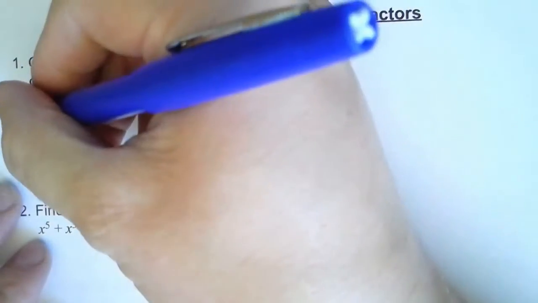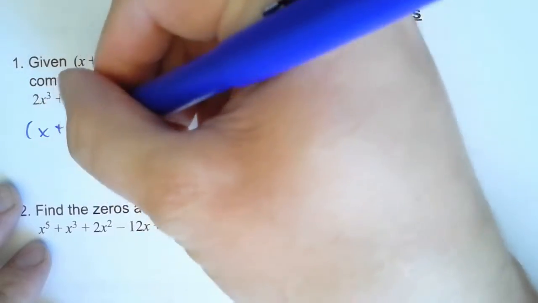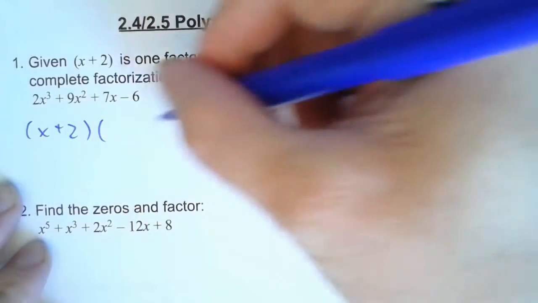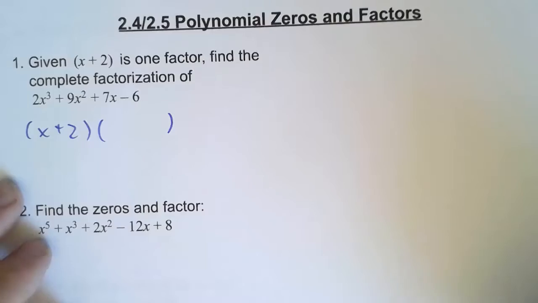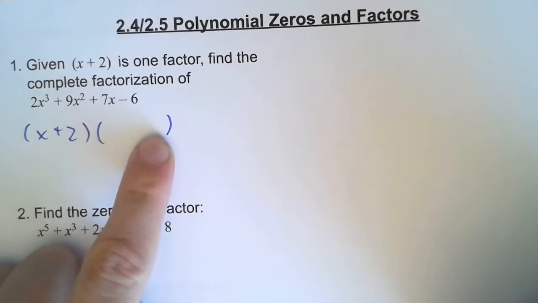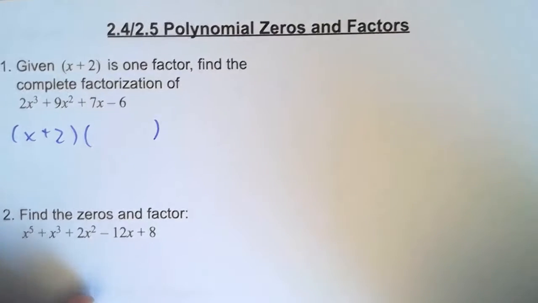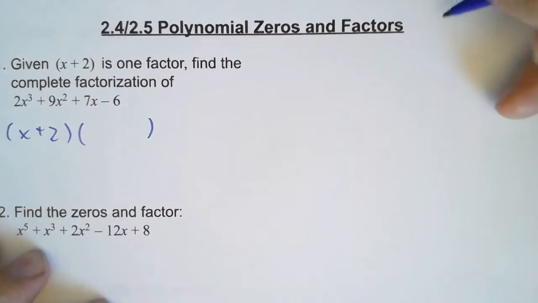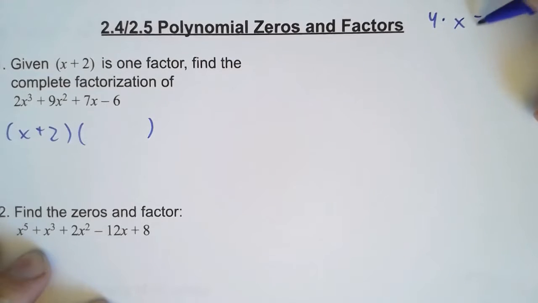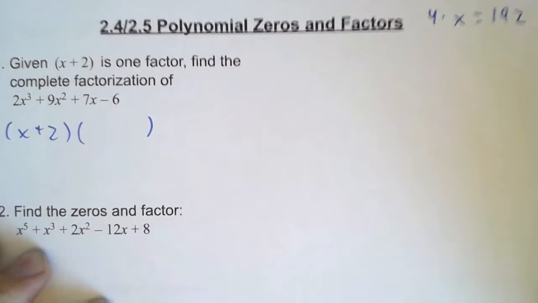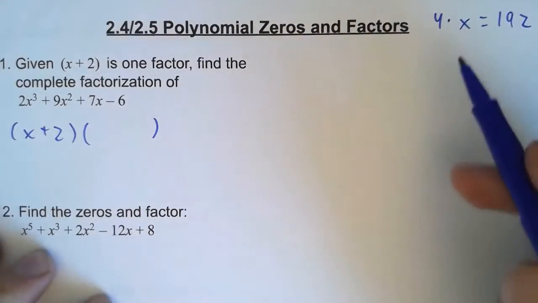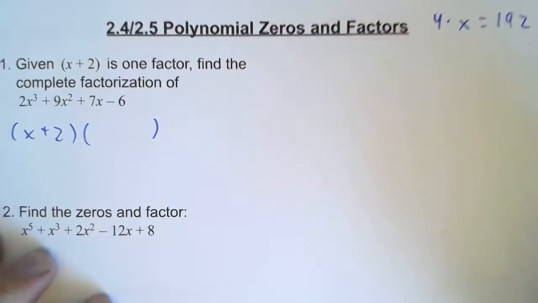So we know when I factor this, it's going to start out with x plus 2, and then we just need to figure out what else. x plus 2 times what is going to give me this cubic polynomial? All right, well, what if I told you 4 times something equaled 192? How would you find the something? Of course, you would divide, right?